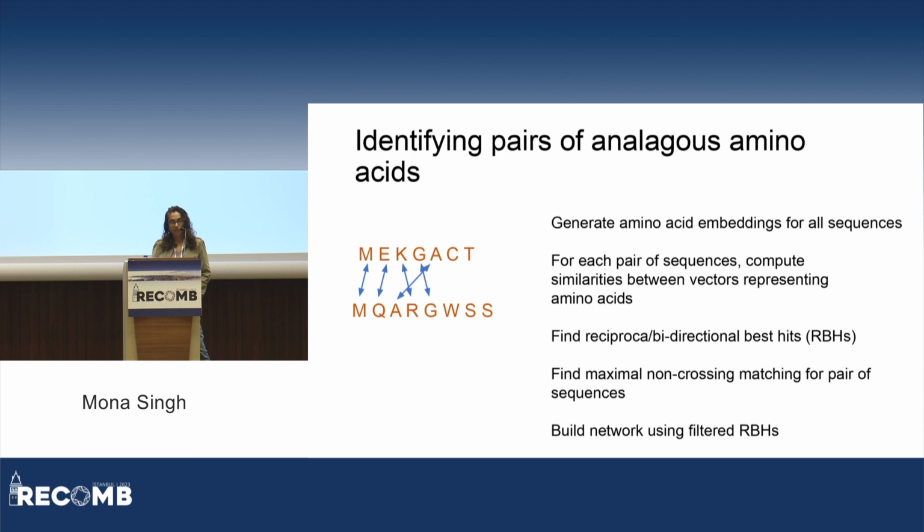And we're going to do that for all amino acids, and maybe this is the set of bidirectional best hits that we get. Of course, if we wanted to align these two sequences, we know that we have a conflict here with this crossing edge. And so you can clean this up a little by finding maximal non-crossing matchings for pairs of sequences. And the next thing we're going to do now is build a network using these filtered reciprocal best hits.